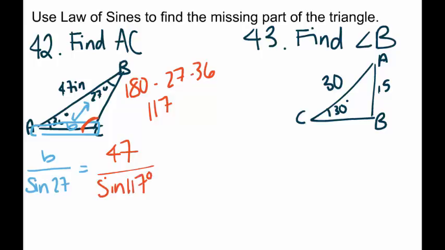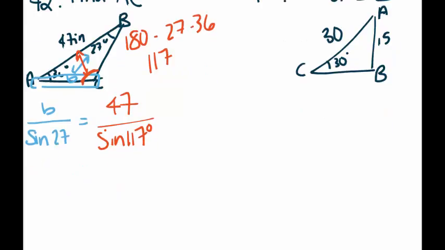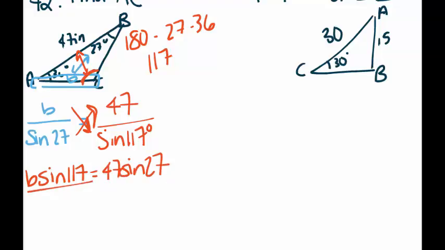I need to use two fractions that have pieces straight across from each other. That's what I have to do. Sorry. So once we know these, we're just going to cross multiply and divide. So it looks like I'm going to get b sine of 117 equals 47 times sine of 27. And I'm going to divide by this piece, sine of 117. So that means this goes away, and I'm going to get b by itself.